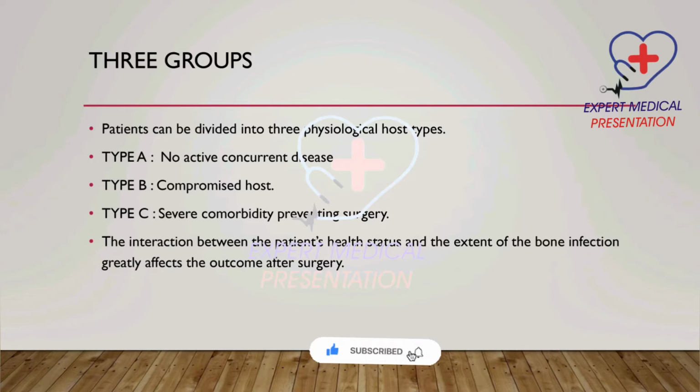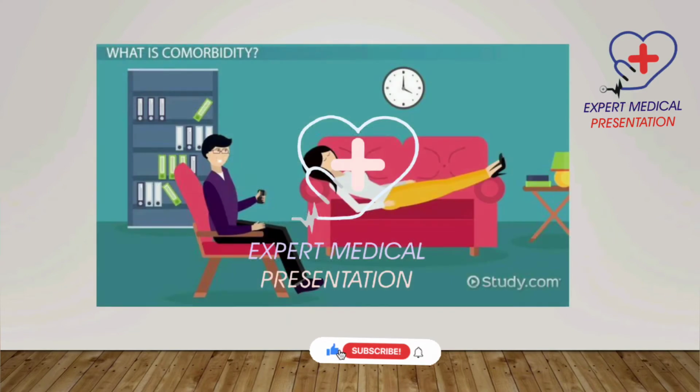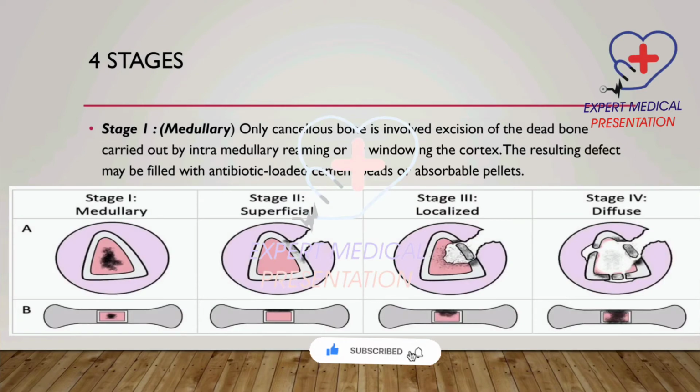Type A, no active concurrent disease. Type B, compromised host. Type C, severe comorbidity preventing surgery. The interaction between the patient's health status and the extent of the bone infection greatly affects the outcome after surgery.